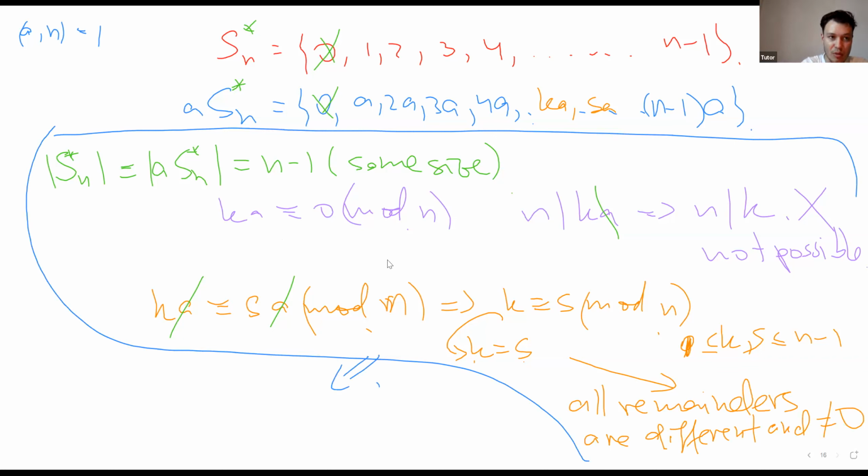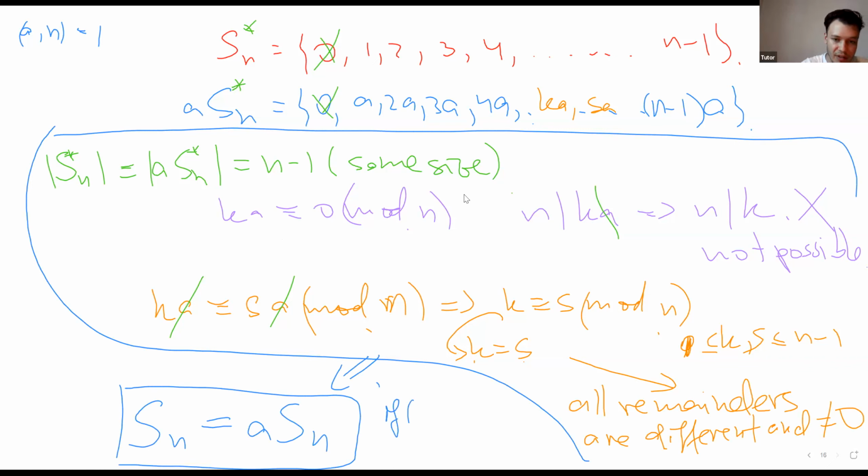It results that this has to be the same set. So basically the set Sn has to be the same as the set ASn. So it turns out that this is true, but only if A and n are good. So A and n have to be a good pair.